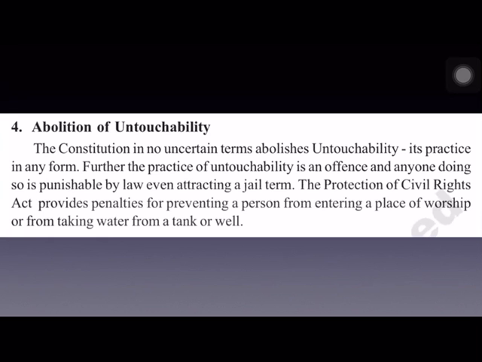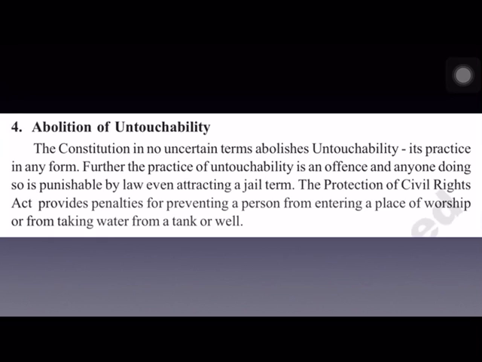And abolition of untouchability. Abolition of untouchability means it is a crime, and it has been abolished by Article number 17 of the Indian Constitution. Untouchability or its practice in any form is a crime now. And further, if anyone practices untouchability, it is an offense. Anyone doing such a crime is punishable by law, and he or she can be imprisoned.